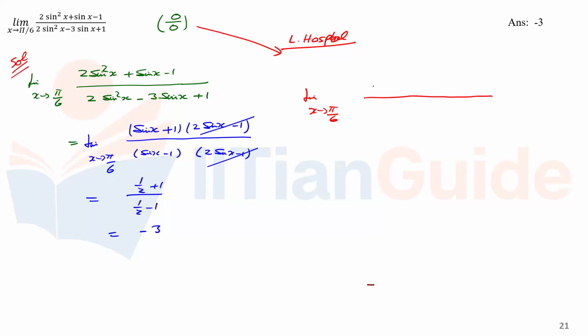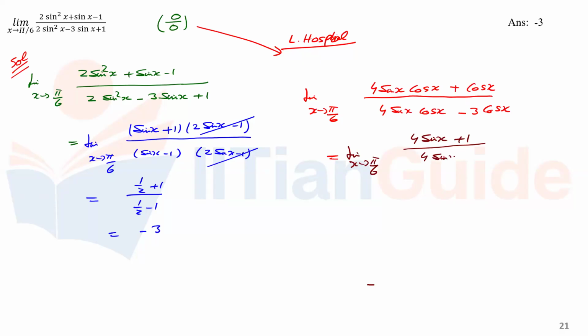If I differentiate the numerator, I am getting 4 sin x cos x, plus cos x, since d by dx of sin x is cos x. Sin square x, 2 into 2, becomes 4 sin x cos x. In the denominator, I am getting 4 sin x cos x, minus 3 cos x. Cos x I can take common, it gets cancelled. I am left with limit as x tends to pi by 6 of 4 sin x plus 1 divided by 4 sin x minus 3.